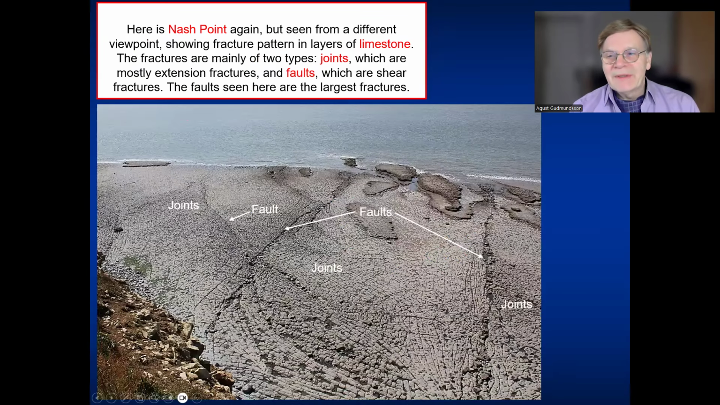So here is Nash Point again, but now from a different viewpoint, showing a fracture pattern in layers of limestone primarily. The fractures here, and those I show you in the talk, are mainly of two types, namely joints, as I show here, all these smaller fractures are joints, and then faults. The larger fractures seen here are faults, but there are also small faults as well. Generally speaking, in a fracture system, the largest fractures tend to be faults.